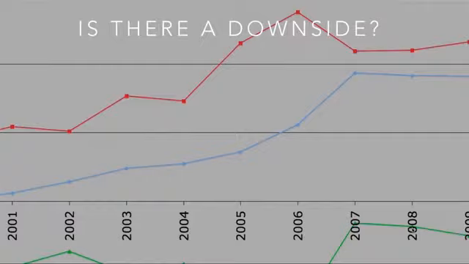Another downside is that if you borrow money from a bank, if you have a credit line, it's harder to borrow money if you're using fixed fees because you don't have receivables.